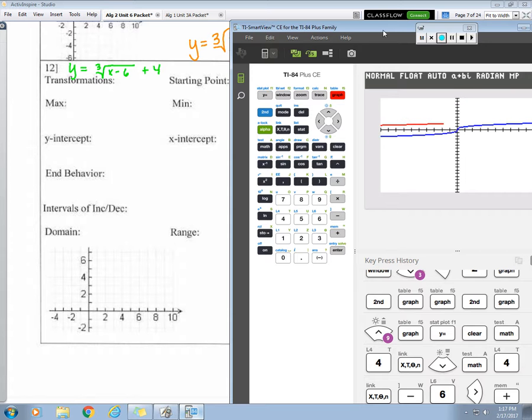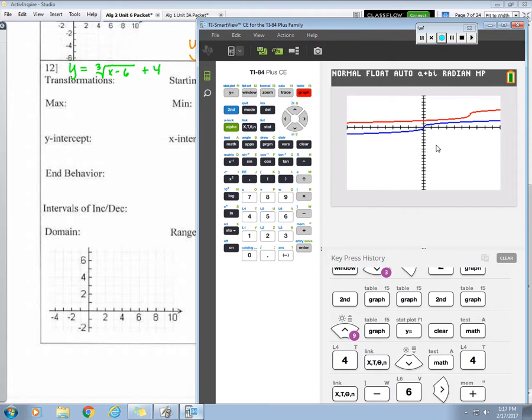Okay, it looks like my window's a little messed up because earlier in one of my other classes we were needing to go down the y-axis further. Who remembers the easiest way to go back to your standard window? Zoom 6.